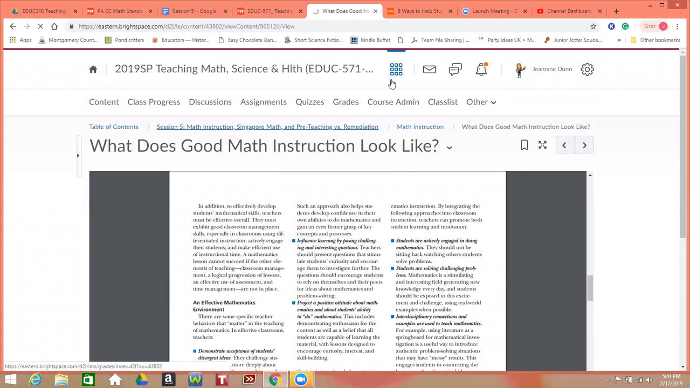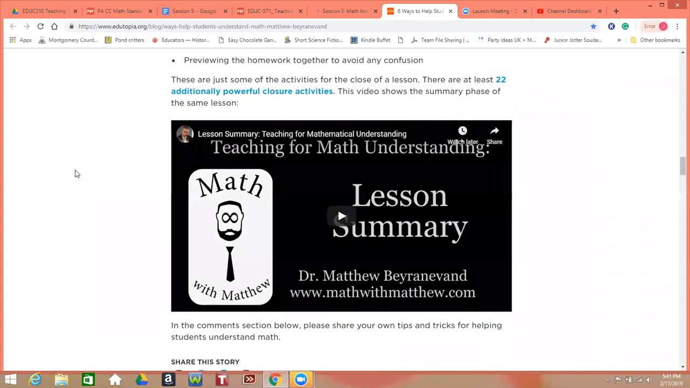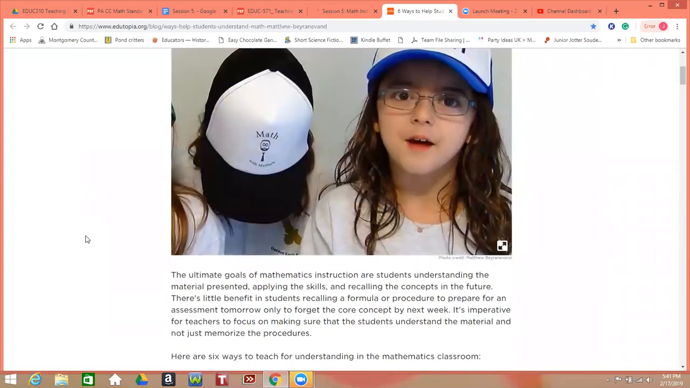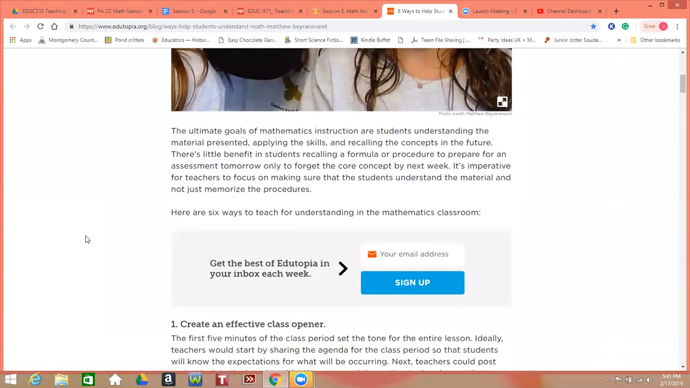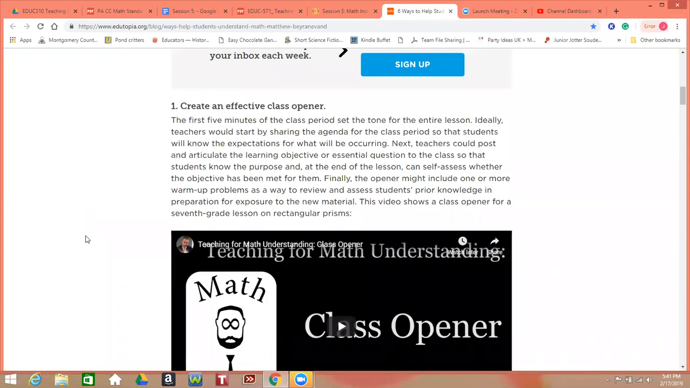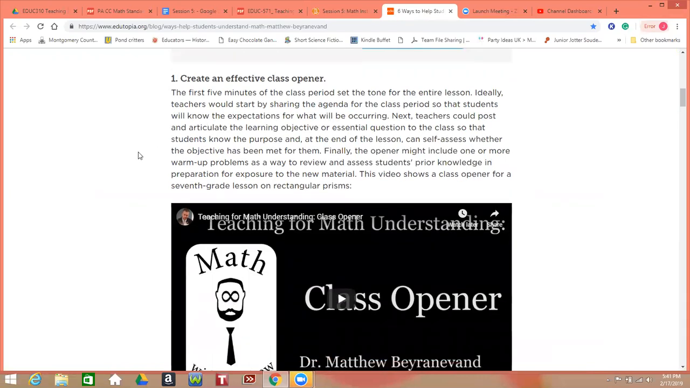The next article is this one from Edutopia on 6 ways to help students understand math better. I like this article because it gives you 6 different strategies, and it ties into developing lesson plans. He starts off with acknowledging that you should have an effective class opener, like an anticipatory set, an introduction that engages students, that draws them in, gets their curiosity.